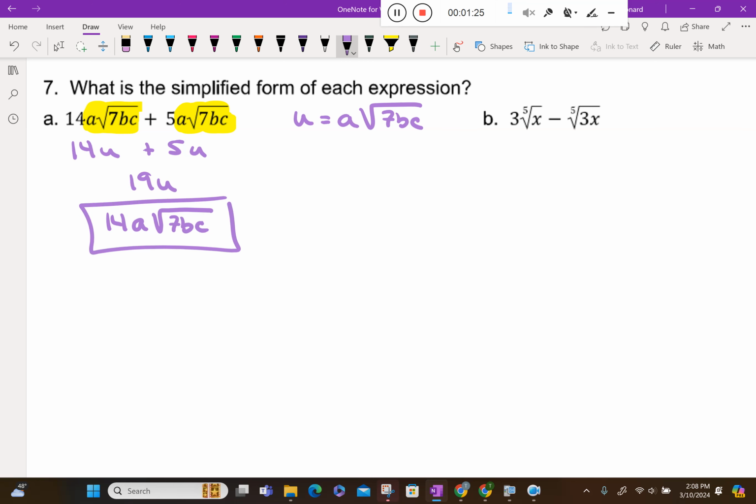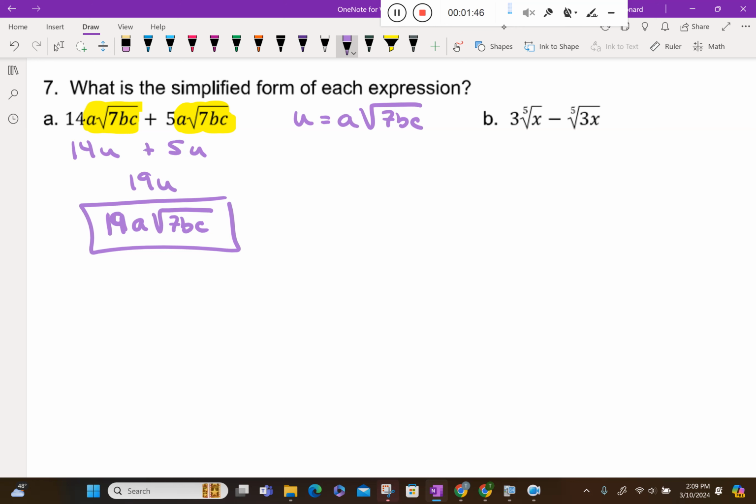That's our final answer. You don't necessarily need to do that u substitution if you can just see that you're adding 14 of these plus 5 more of them, which gives you a total of 19 of them. But if the u substitution is helpful, then feel free to use it.